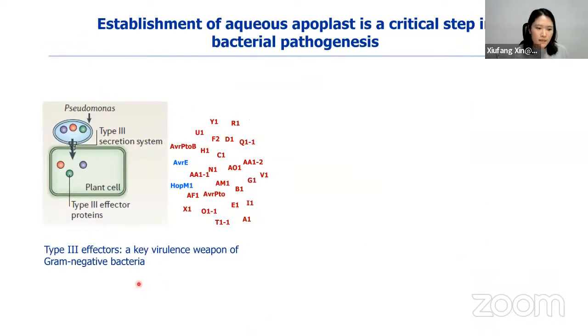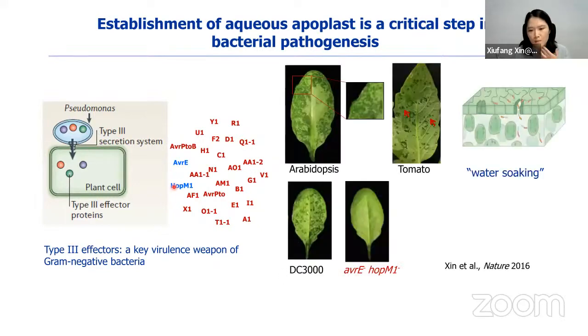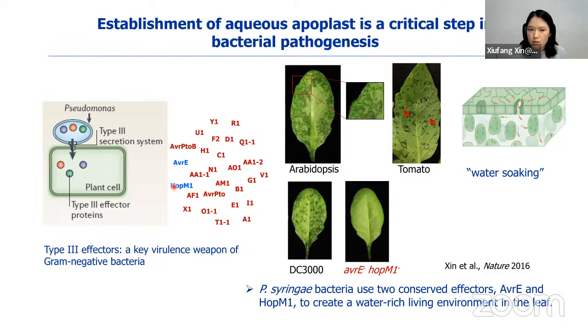For gram-negative bacteria, including the Pseudomonas syringae I work with, one key virulence weapon is called type 3 effectors, a class of virulence proteins that are translocated into the plant cell from the bacteria through a specialized secretion system. The bacteria I work with generates 36 effectors. Through my postdoc work, I discovered that this P. syringae bacterium can use two conserved effectors called AvrE and HopM1 to create a water-rich living environment in the leaf. This is what we call water-soaking.